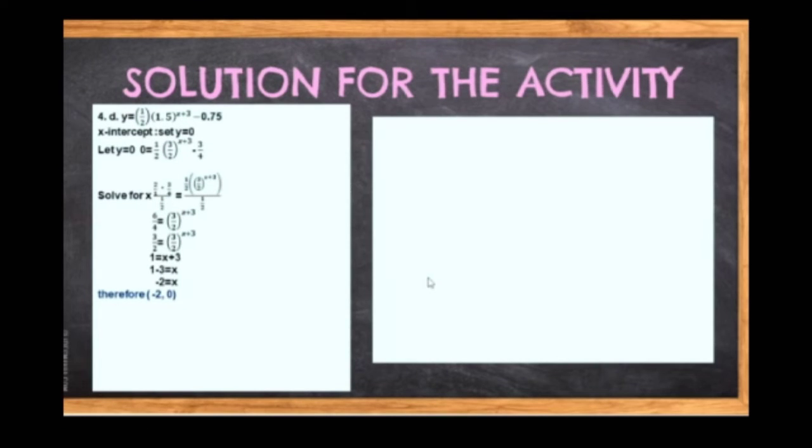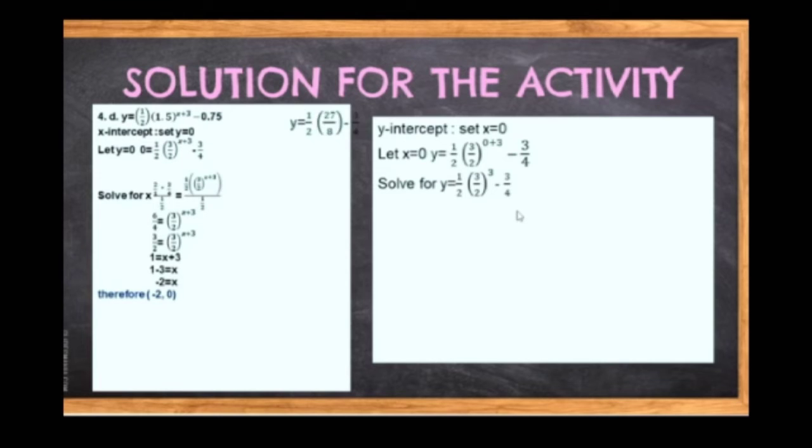In finding the y-intercept, we just need to set x equal to 0. Then y is equal to 1 over 2 times 3 over 2 raised to 0 plus 3 minus 3 over 4. Then solve for y. Y is equal to 1 over 2 times 3 over 2 raised to 3 minus 3 over 4. Then bring down 1 half. Then since 3 raised to 3 is equal to 27, then 2 cubed is equal to 8. Copy negative 3 over 4.